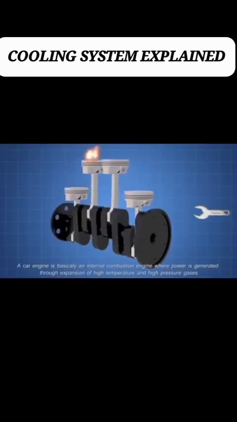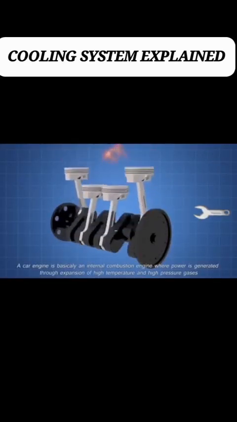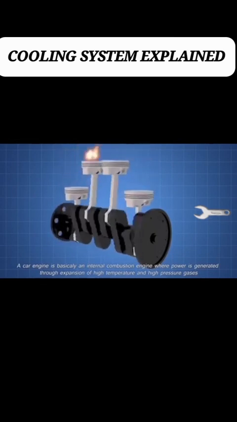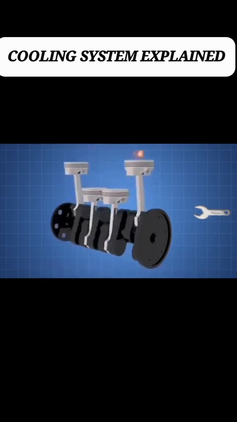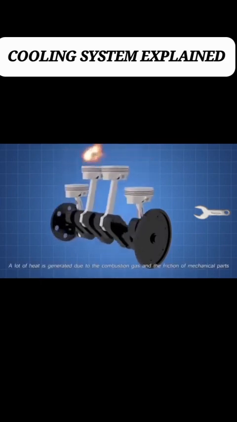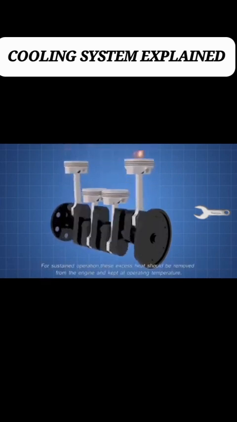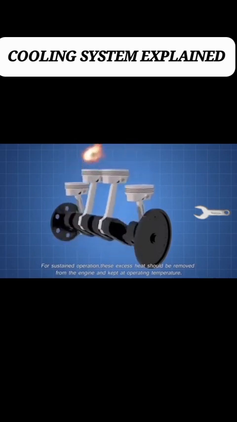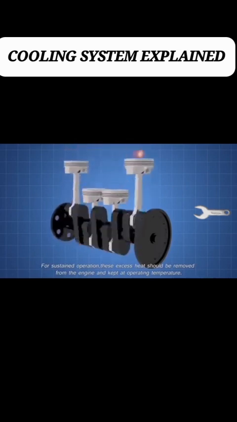A car engine is basically an internal combustion engine where power is generated through expansion of high temperature and high pressure gases. A lot of heat is generated due to the combustion gas and the friction of mechanical parts. For sustained operation, this excess heat should be removed from the engine and kept at operating temperature.